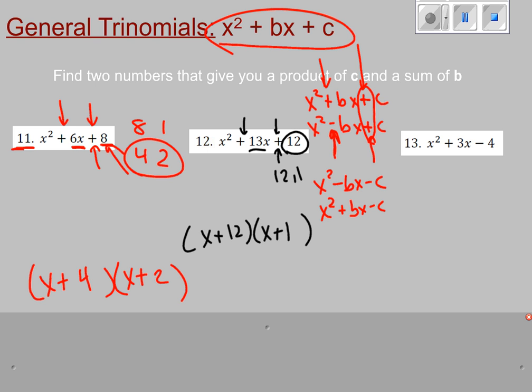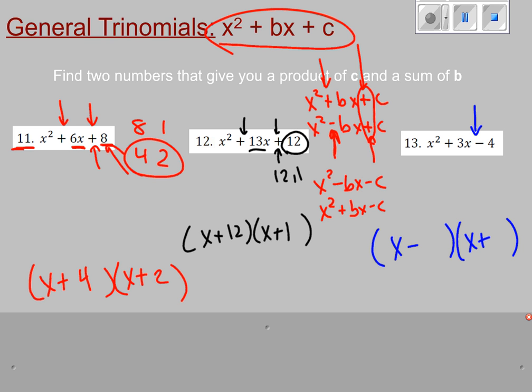Number 13 is a little bit different. You see how I've got negative there. Negative or subtraction there implies one of them is going to be addition, one of them is going to be subtraction. Whenever that second sign is subtraction, I'm going to have different signs down below.